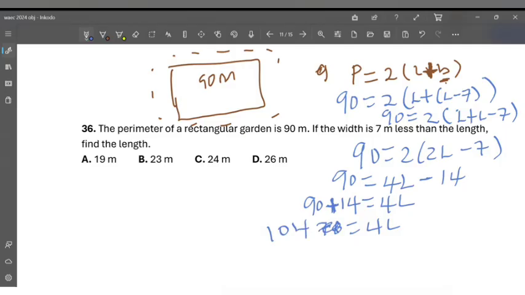All right, so I'm going to now divide. So length, you divide by 4. My length will be equal to, when you divide 104 by 4, you're going to get 26 meters. Option D.